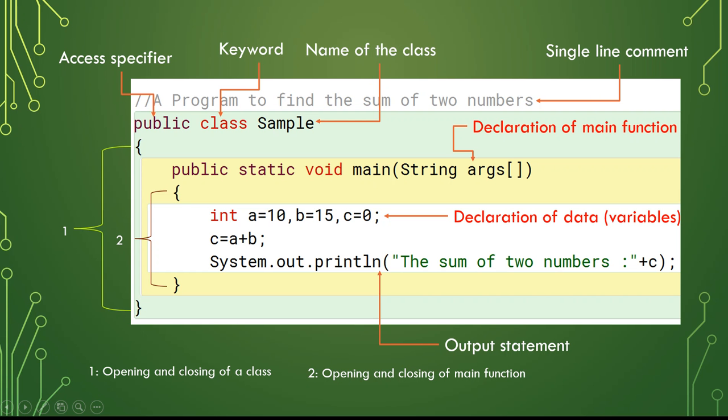Next you got a keyword called void. That means it doesn't return anything. The function does not return any value. So main is void. Okay, so void means null, right?